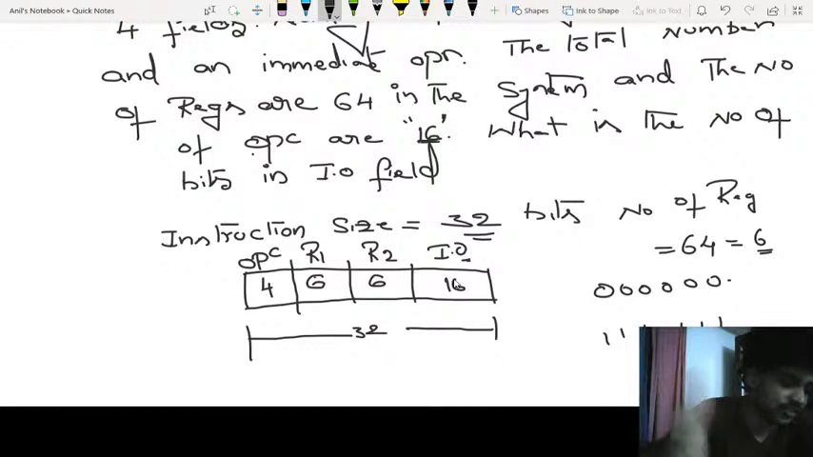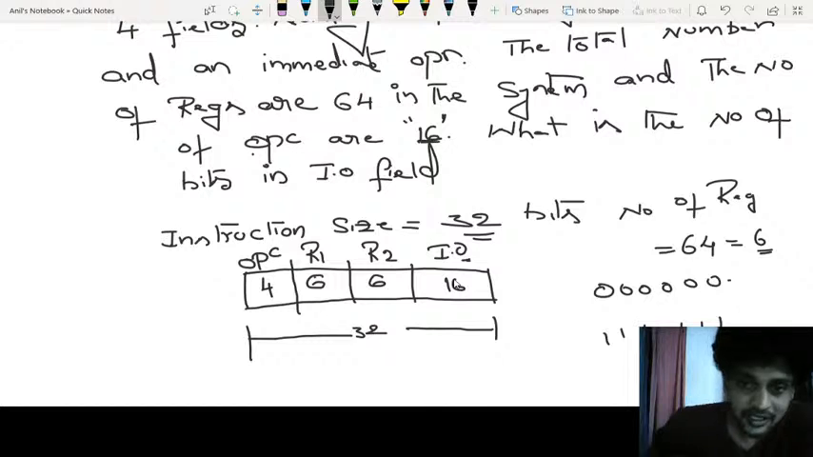Just look at it. It's there on the screen itself. The number of bits allotted to the opcode is equal to 4. Right? So how many opcodes are possible? The maximum number of opcodes possible here is 16. The number of bits in the register field is equal to 6, so the maximum number of registers in the system is equal to 64. Similarly, the immediate operand field size is equal to 16 bits. And what is the maximum size of the immediate operand? The maximum size of the immediate operand will be equal to 2 power 16, right?